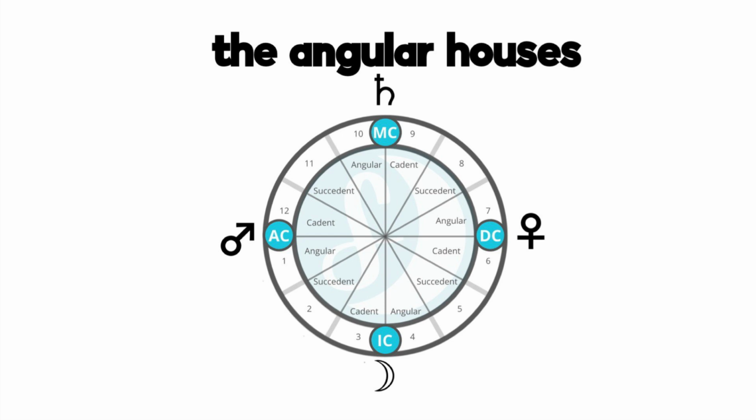But this is kind of what I just wanted to touch on. 1st, 4th, 7th, 10th. These are important. Look and see if there are any planets there in your chart. What signs are on the cusps of those houses? That's also very important. All of it is.